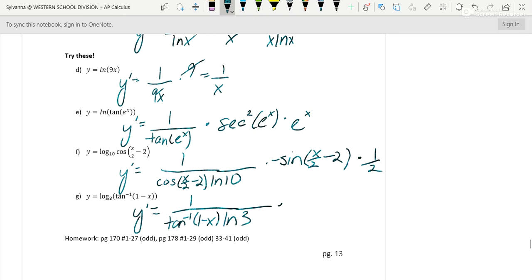Then we're going to multiply it by the derivative of tan inverse. That would be 1 over 1 plus whatever we see in the bracket squared, so this will be 1 minus x squared. And then we'll take the derivative of 1 minus x, and that will just be -1. And then that's it for that one.